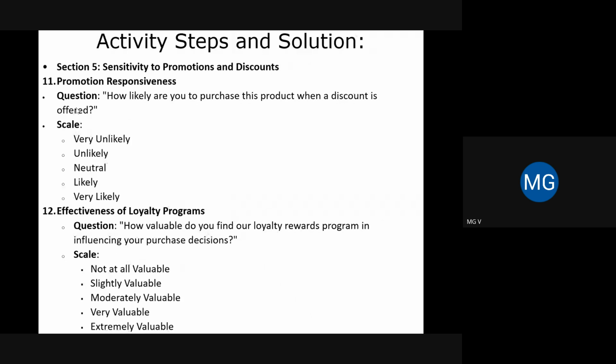Then sensitivity to promotions and discounts is the next section, where we can cover promotion responsiveness and effectiveness of loyalty programs. A question related to promotion responsiveness could be, how likely are you to purchase this product when a discount is offered? And the scale can vary from very unlikely to neutral to very likely.